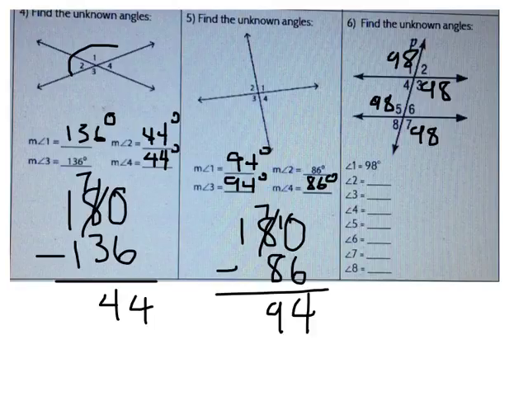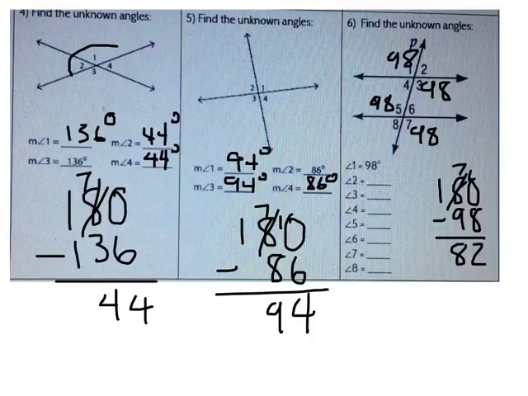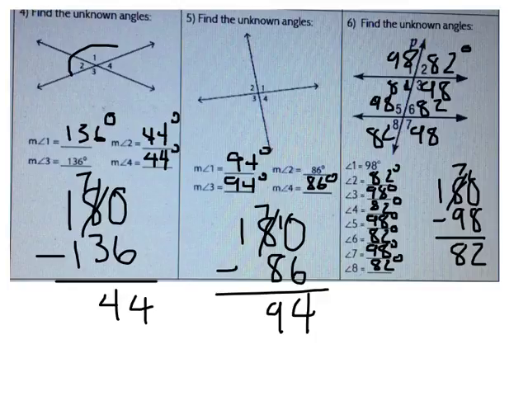I can find angles 2, 4, 6, and 8 by subtracting 180 minus 98. What's 180 minus 98? 180 minus 98 is 82. So angles 2, 4, 6, and 8 are all 82 degrees. Make sure that your do now has all of the notes from the video.